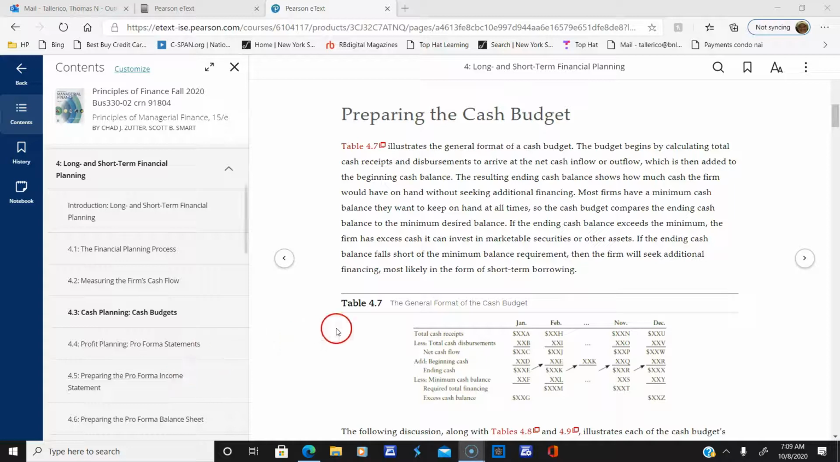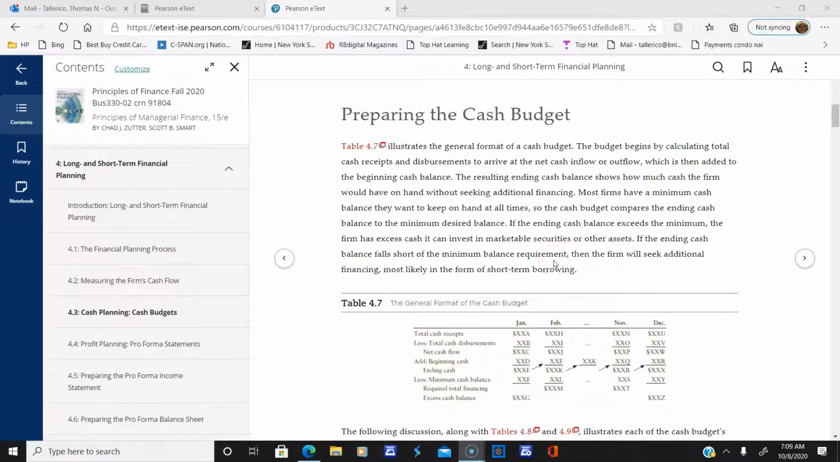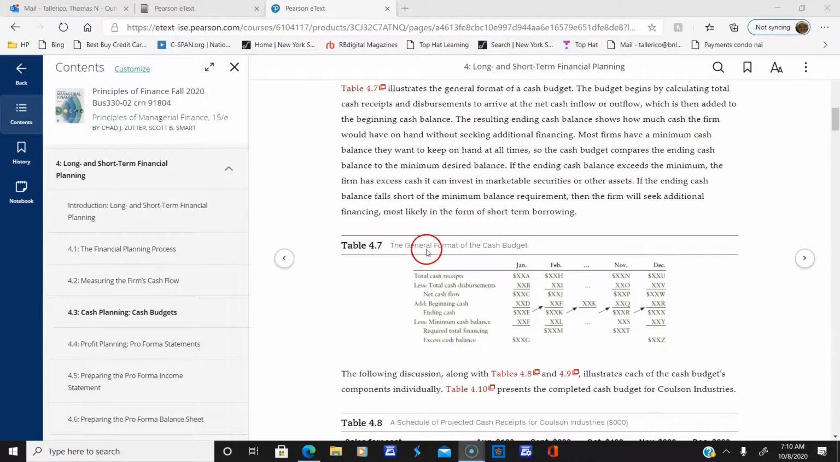So good morning, my colleagues, and I just want to go through the Chapter 4 cash budget and how it's prepared. So I want to pick up right here. And here is the general form of the cash budget. And it should be pretty obvious because I'm sure many of you do a cash budget at home.